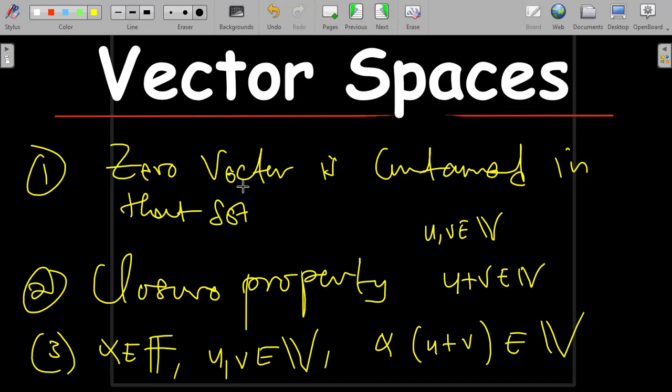So we say here the zero vector should be contained in that set, and then the certain vector space that you've been given should obey the closure rule under addition, and then the given space should also obey the closure rule under scalar multiplication, like that. So these are the 3 properties that we are going to be proving on the questions that we are going to be looking at.